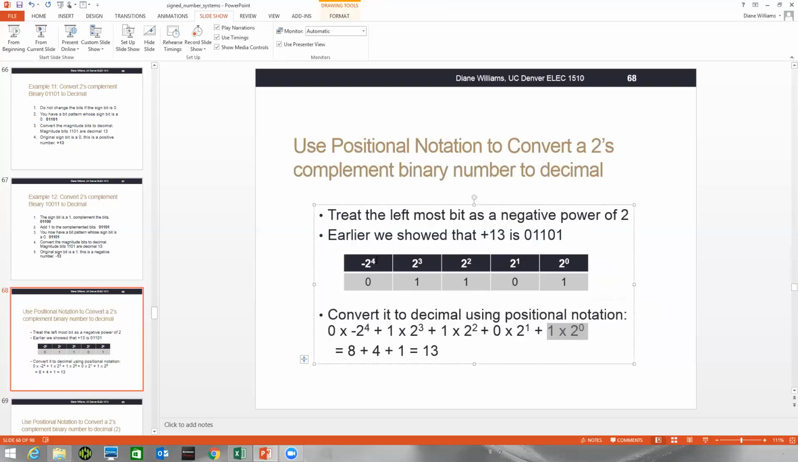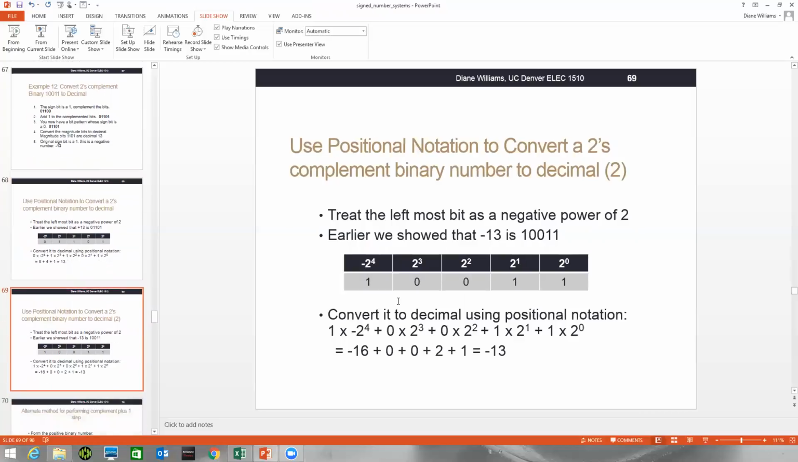So you can see what we're going to do is when we write out our positional notation, we're always going to put a negative sign in front of the leftmost bit. And we'll end up always getting the right number, and we won't have to worry about complementing. Let's do it now with this bit pattern.